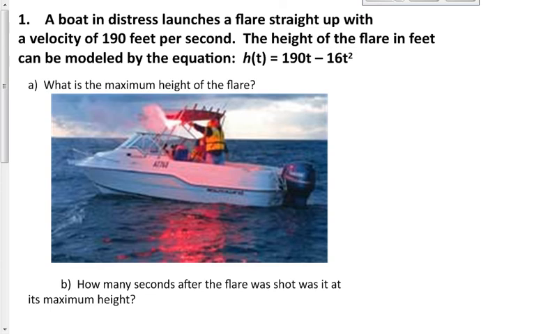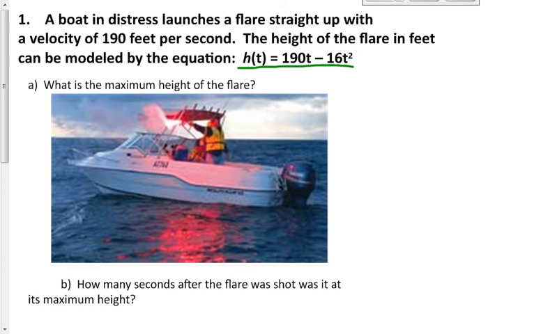So as you guys know, if you just think about this flare, they would shoot it up in the air trying to get a signal from a helicopter or an airplane, and it would go something like that. And obviously, what kind of a shape is that? That would be a parabola. And it's modeled by this equation: h of t equals 190t minus 16t squared.